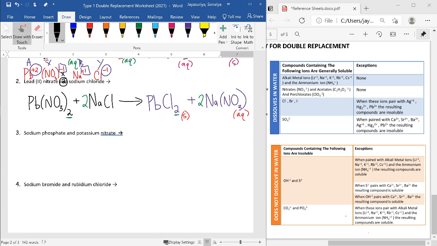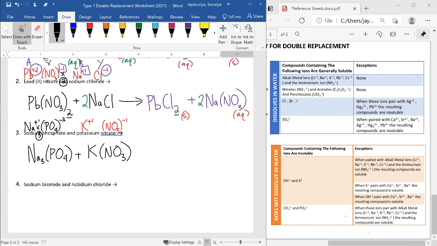I have sodium, Na+1 because group 1, phosphate, PO4 with a -3 charge. I found that in the common ion sheet. And then I have potassium, group 1, +1, nitrate, NO3 -1 from the common ion sheet. Now, when I write my compounds, I'm going to need 3 times the sodium because phosphate is -3. Na3PO4 is my first compound, plus KNO3 is my second compound, 1-to-1 ratio.